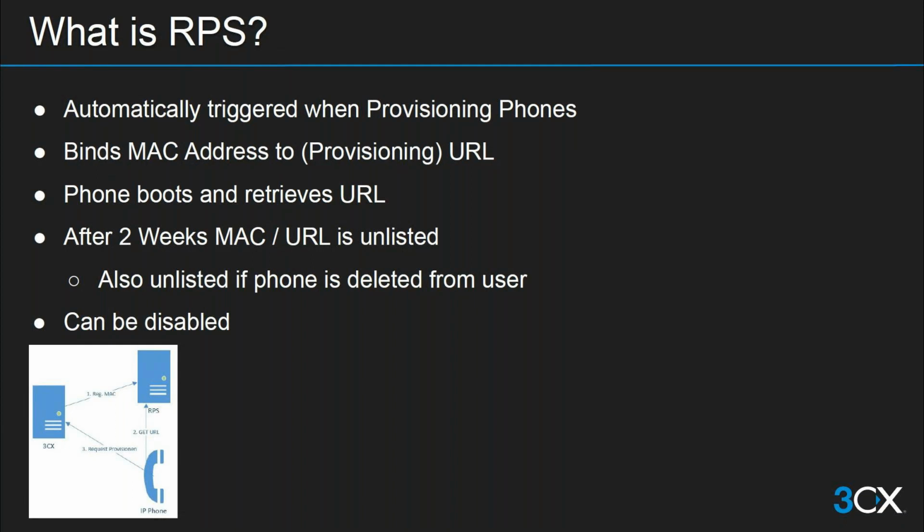RPS is literally nothing else than that you direct the phone when it boots up to the RPS server from the phone manufacturer, from the vendor. That is something these devices have built in by default. So when a phone is in factory defaulted condition, it boots up, goes to the internet and contacts the vendor provisioning service.